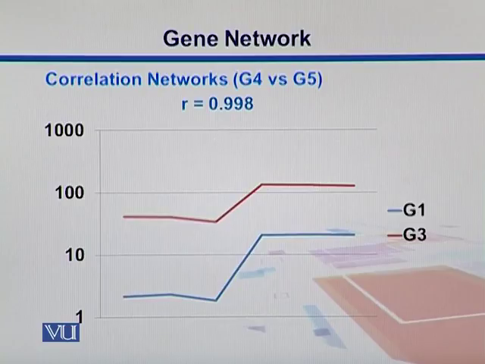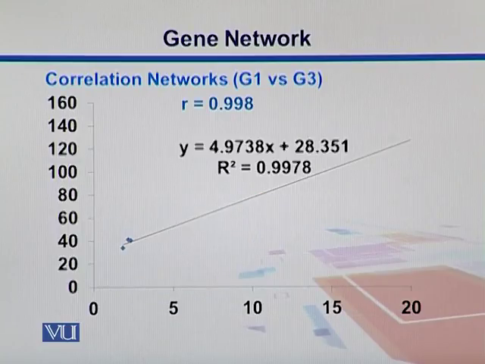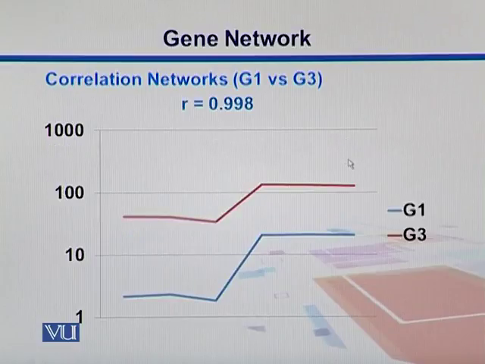Here we see another pair of genes, G1 and G3. We see that both of them are positively correlated with one another. The correlation value is 0.998. Both of them are increasing. As far as A is increasing, B is also increasing. So we fit a line which is like this. If you look into their individual profiles, we see that both of them follow a similar pattern. So they are increasing at the same rate.